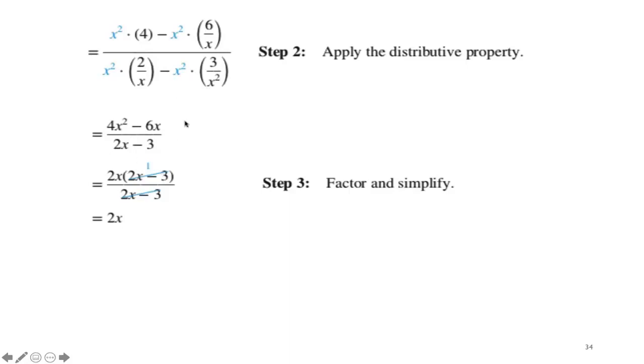Notice that after we multiply by the LCD, all the fractions are gone, and now we're left with something that doesn't have fractions. So this is no longer a complex fraction. Now we can do as before, factor out, and then try to cancel again.